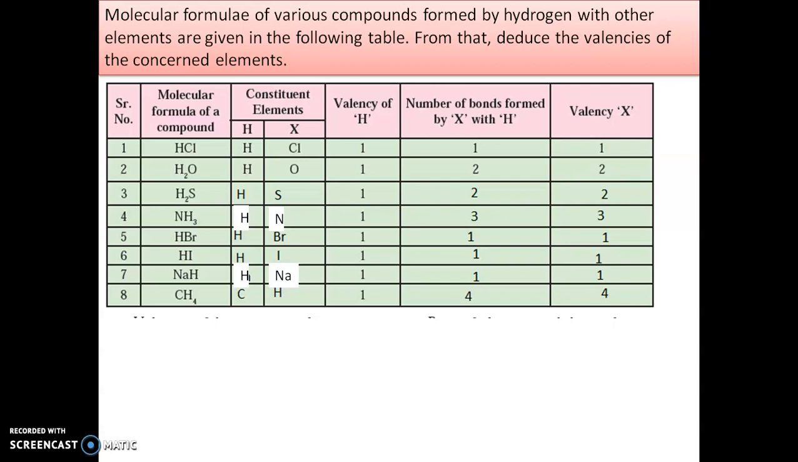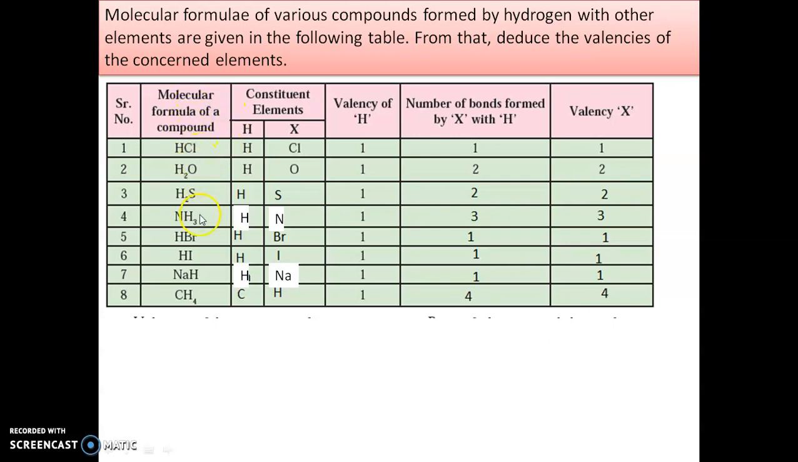Moving further, the molecular formulas of various compounds formed by hydrogen with each other or with other elements are given in the table. From that, we can find the valency of the concerned element. Before studying this table, children, you have to know that the valency of hydrogen is 1 and it always remains constant. You have already studied in the lesson on atoms that its valency is 1 because it has only 1 electron in the outermost orbit.